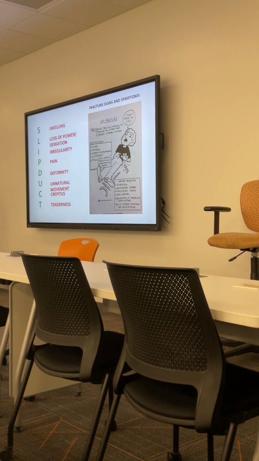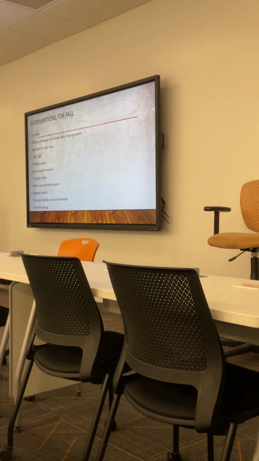Now, how do we prevent this incident from happening? How do we prevent it? Here it is. Don't forget. Here are some of the things that we can do for our client to reduce the incidence of falls. Low bed. Personal belongings at bedside, especially the bedside table. If they need a commode, it's better that they have a commode. Bed alarm or chair alarm, right? To actually tell us if they're trying to get up.